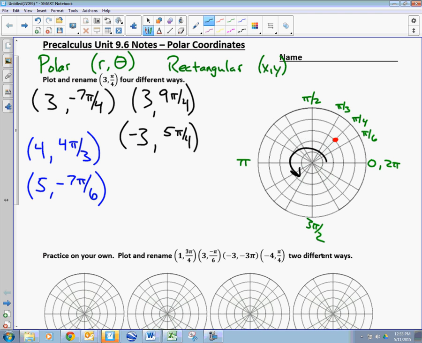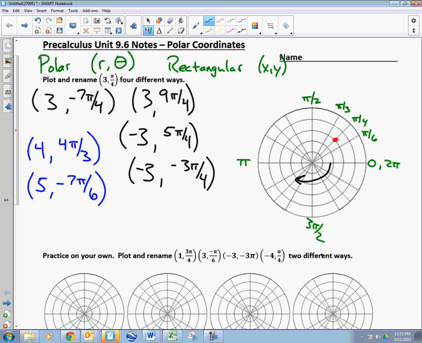Now, let's try again. What angle would give me a rotation in the opposite direction that would bring me to right there? Negative 3 pi over 4. And then would I go positive 3 units or negative 3? Negative 3 units. So you can see I've renamed it 4 different ways. These are all the exact same coordinate as 3, pi over 4. They all bring you to the exact same point.